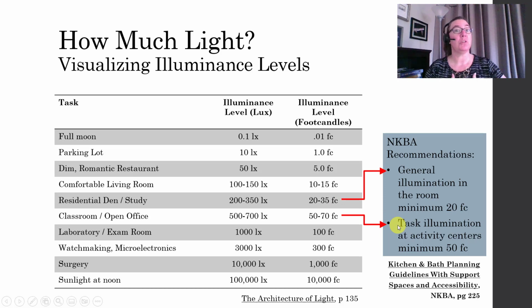Task illumination should be a little higher though. So for those food prep tasks, etc., you want a minimum of 50-foot candles delivered to the countertop where you're working. And that's going to feel more like a classroom or office level of light.